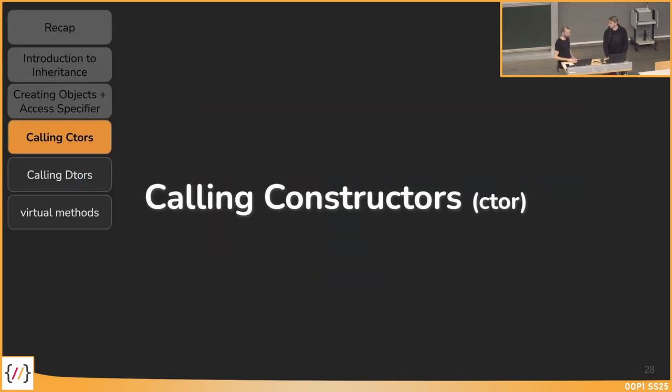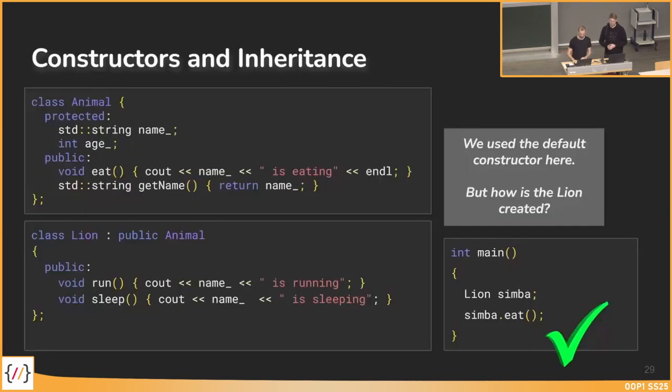Okay. Then let's get a bit more into constructors and how they work. We now have a bit of different behavior because we are not only creating a class, we are creating a class, so for example a lion, that has a base class. So we maybe have to create two classes. Let's have a look at that.